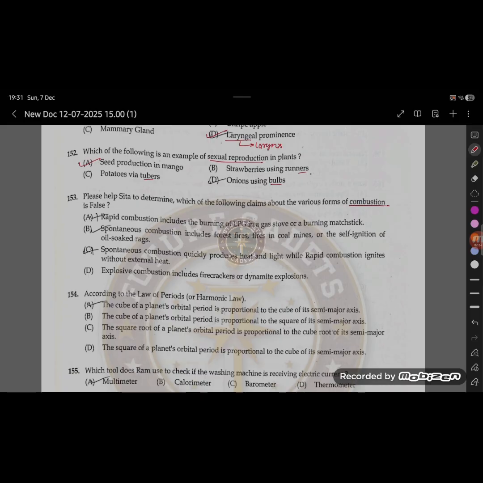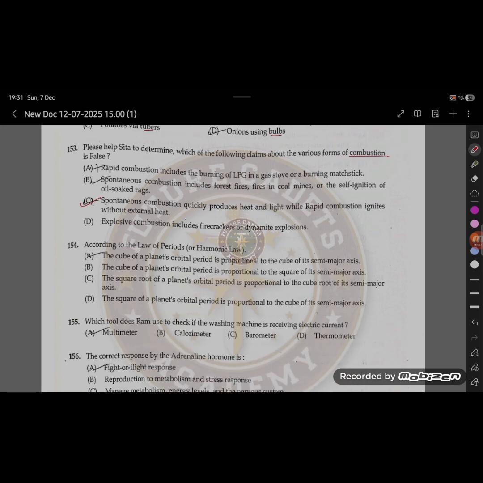Is it correct? No, it's opposite, and hence C is the answer. You get the false one. Rapid combustion is something that quickly produces heat and light, while spontaneous combustion ignites without external heat. That is the basic difference between the two, and hence they just shuffled it, and here's your answer.